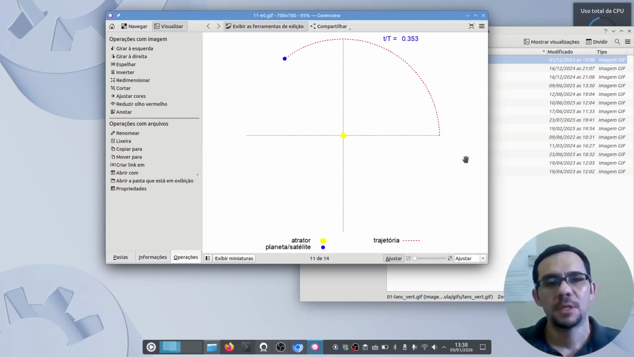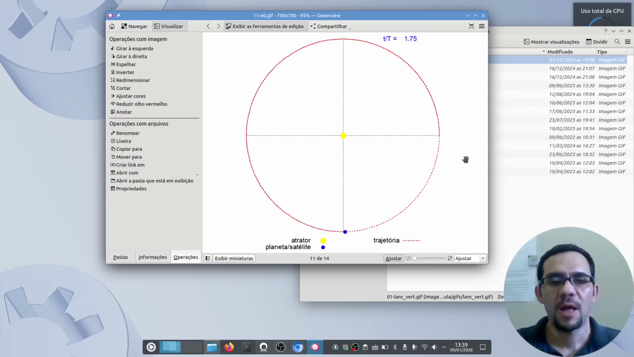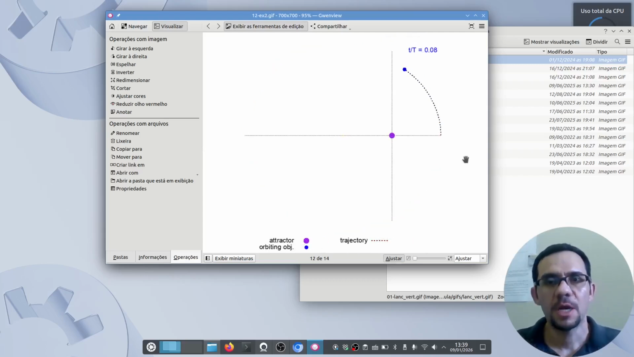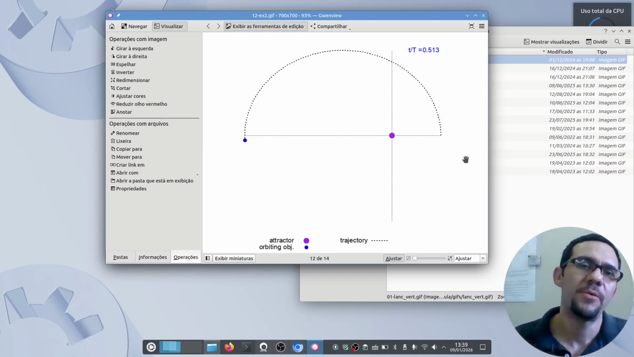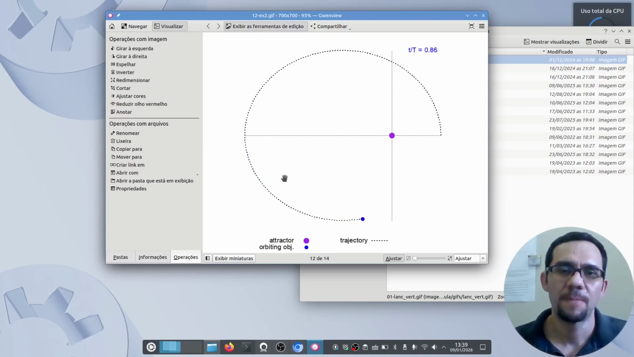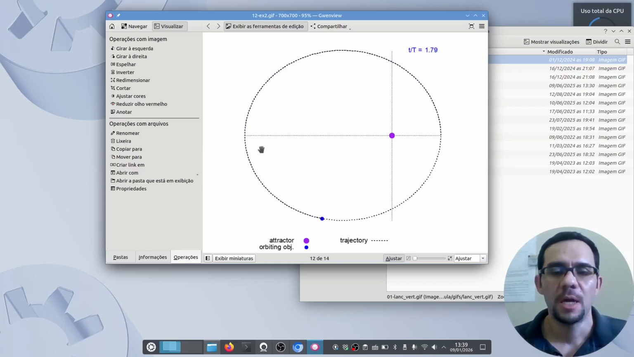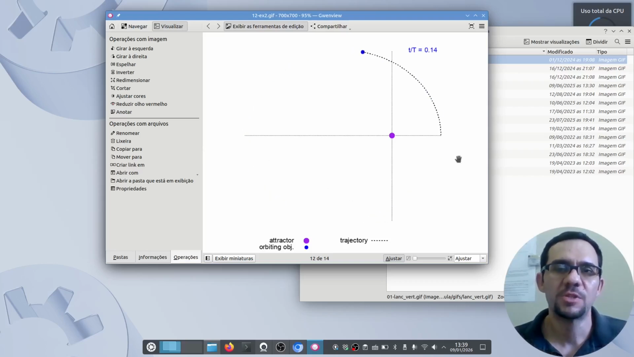Here we have the motion on a circular orbit. And the idea of these animations is to show the Kepler laws. I use them to give a class about Kepler laws. Here we have the elliptical orbit, and this animation is very interesting because it is an example of the results of the second Kepler law. And we see that when the planet gets farther from the sun, it moves slower. And when it gets closer, it moves faster.